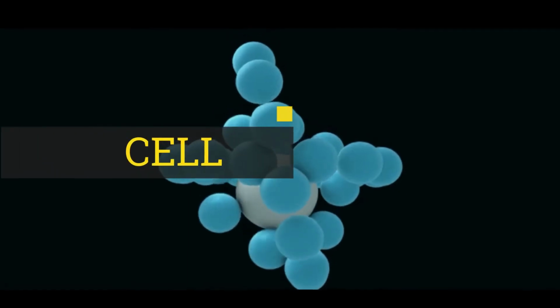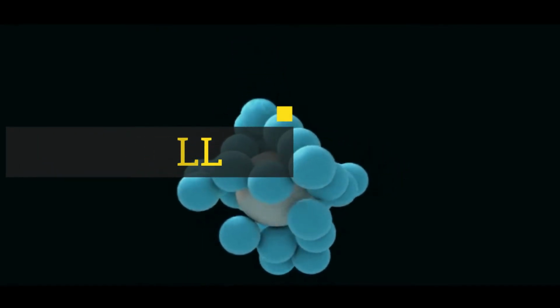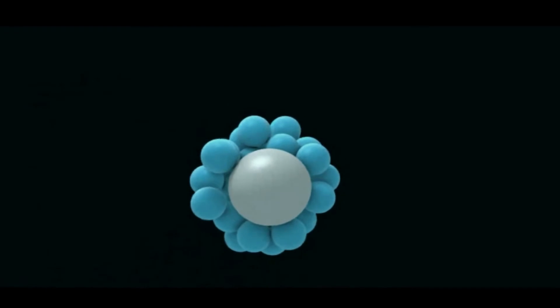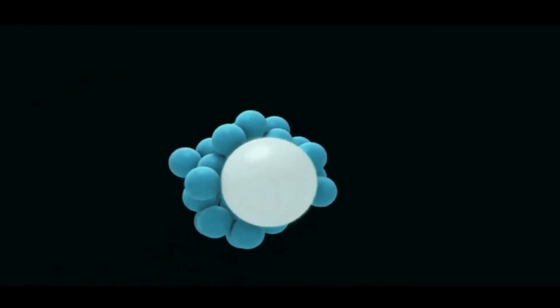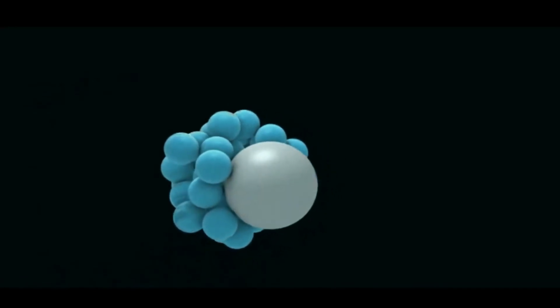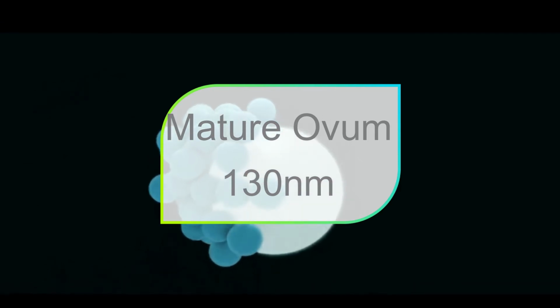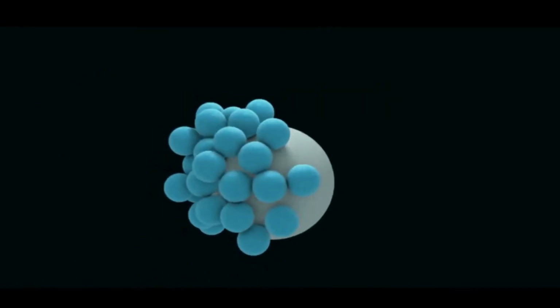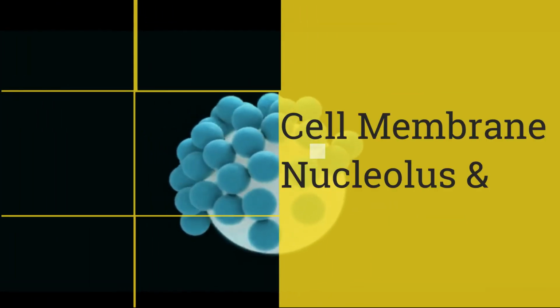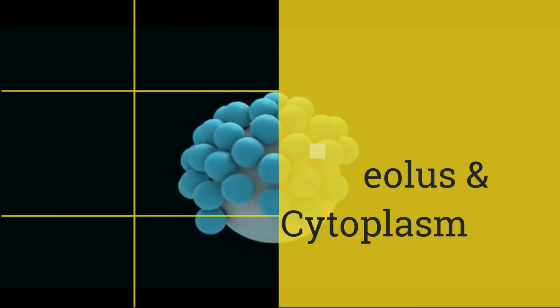First, cell. Cell is the structural and functional unit of living being. The human body is built up of various types of cells. The cells vary in size and shape. The size of the cell varies from 5 to 50 nanometers. A mature ovum is the largest cell, 130 nanometers. A human cell is mainly composed of a cell membrane, nucleus, and cytoplasm.